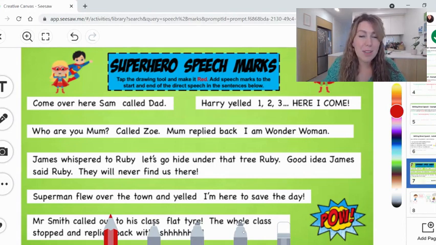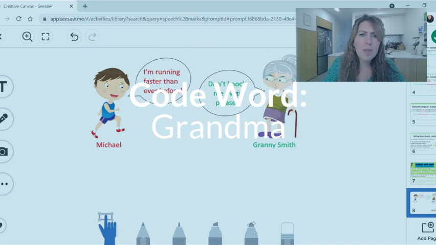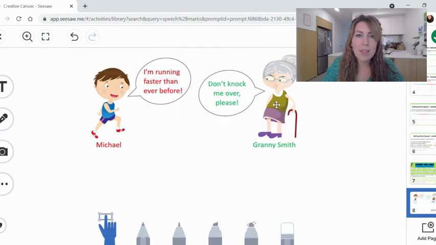The final thing to do today is to have a look at this cartoon. We've got two characters who are directly saying something to each other. "I'm running faster than ever before," and "Don't knock me over, please." You're going to practice writing some sentences using speech marks for this little interaction. When you're painting a picture with your words, you're going to have to use your narrator's voice. You're going to have to add in the narrator part to tell us exactly who's speaking, so that as I'm picturing it, I can picture the conversation going back and forth.